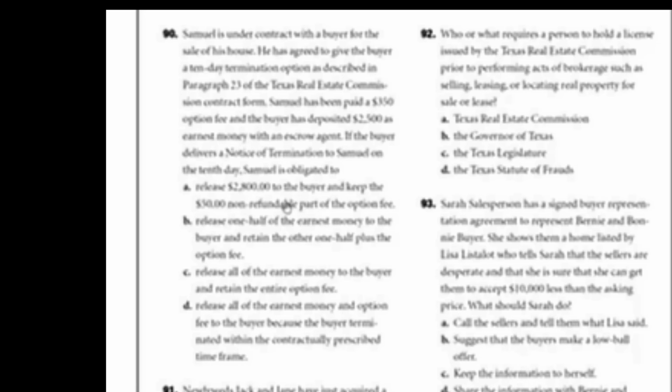A, release $2,800 to the buyer and keep the $50 non-refundable part of the option fee. B, release 1/2 of the earnest money to the buyer and retain the other half plus the option fee. C, release all of the earnest money to the buyer and retain the entire option fee. Or D, release all of the earnest money and option fee to the buyer because the buyer terminated within the contractual prescribed time frame.